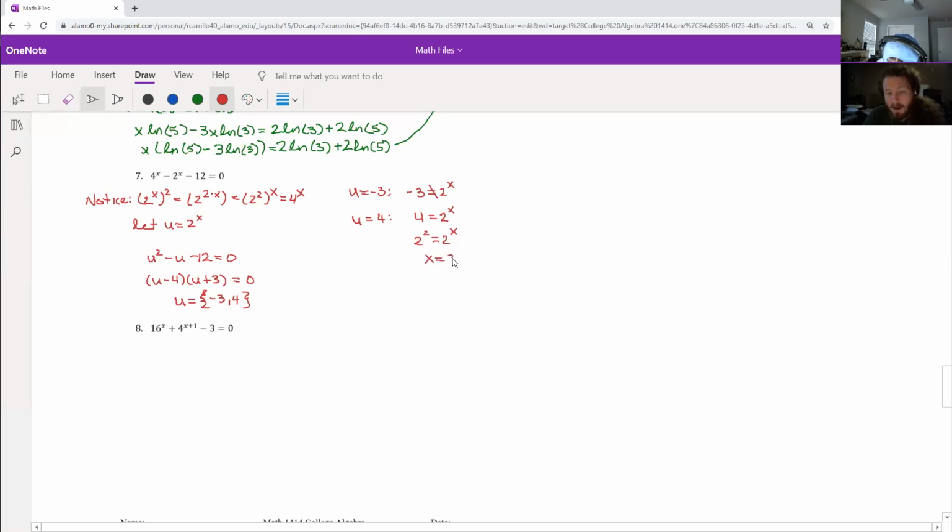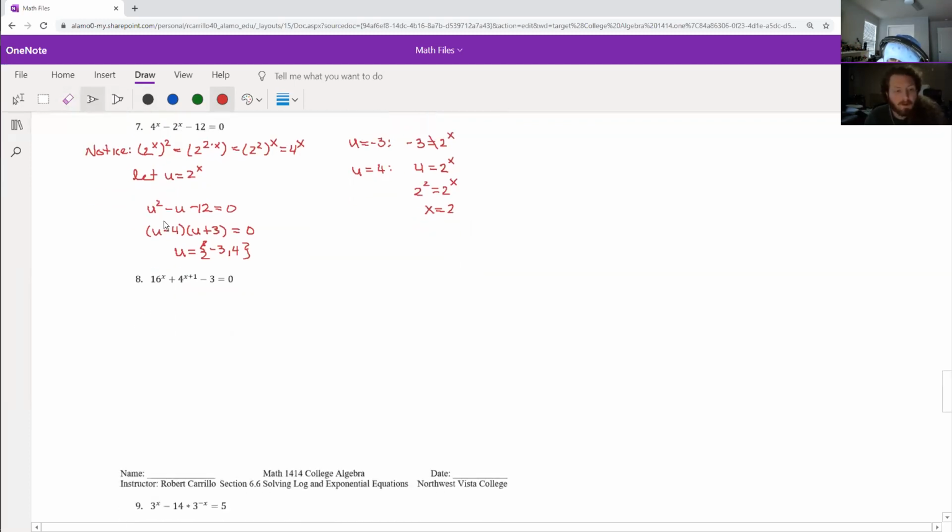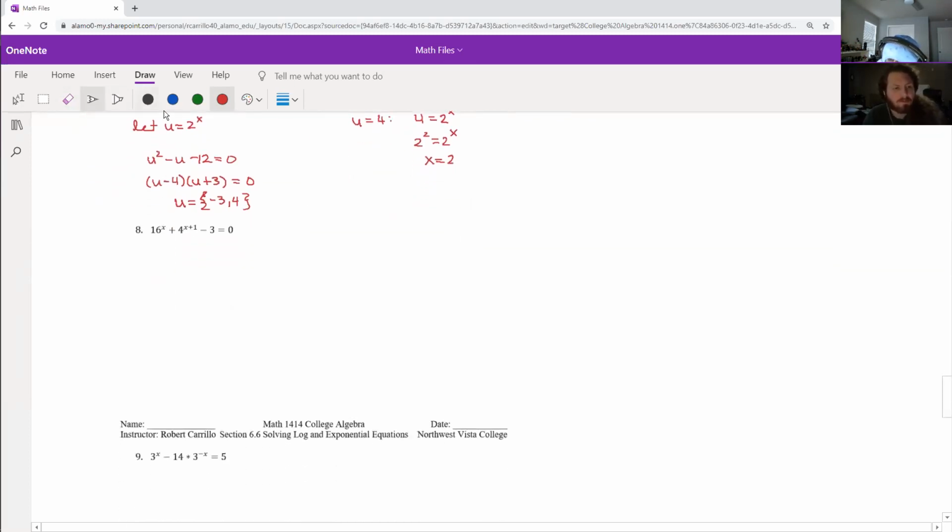We can set our exponent equal to our exponent because they have the same base, and we get x equals 2. This will probably work. If you want to check, you could plug it back in real quick. What is that? 16 minus 4 minus 12 is 0. There you go. All right. And let's do the next one.